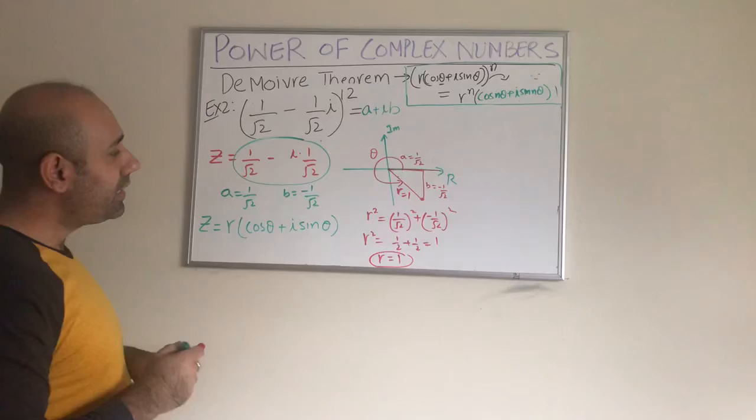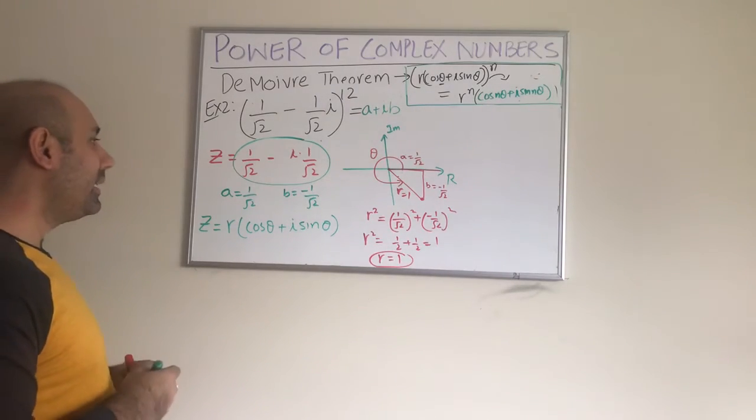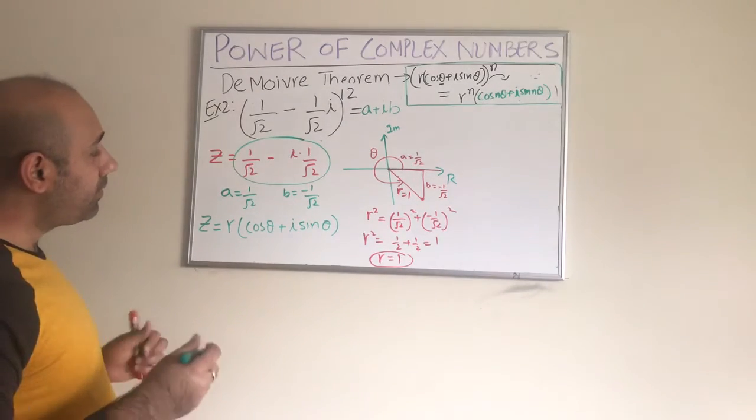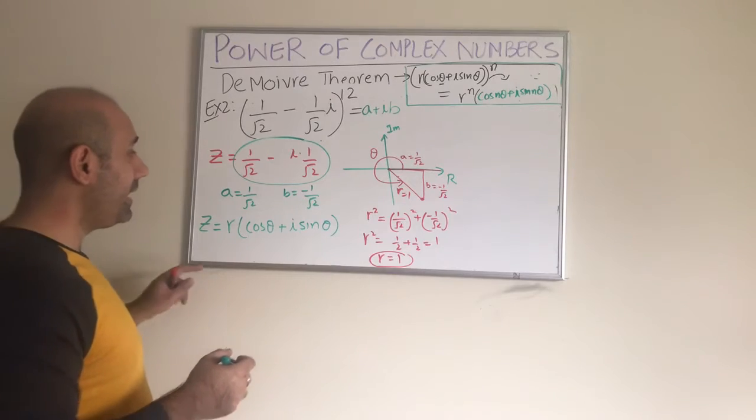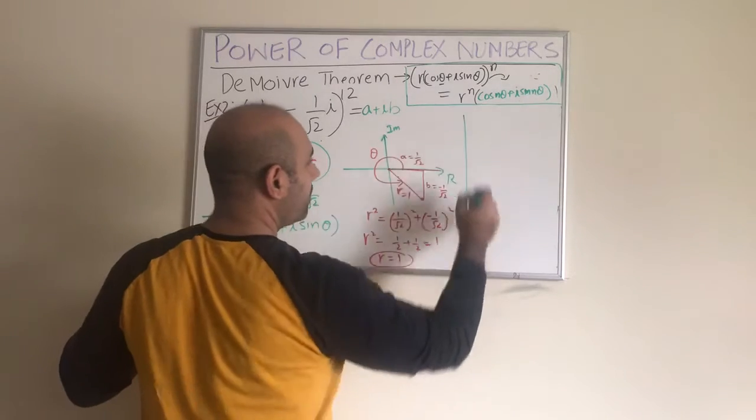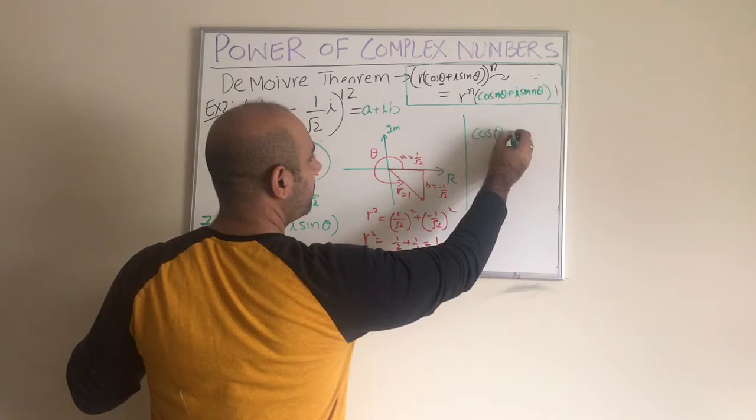Now I have all three sides of this triangle, and from that information we should be able to find theta. So how do we do that, guys? First of all, I start by writing the cosine of theta.